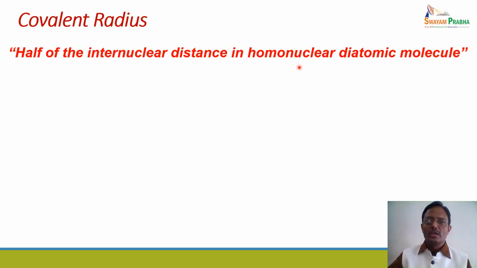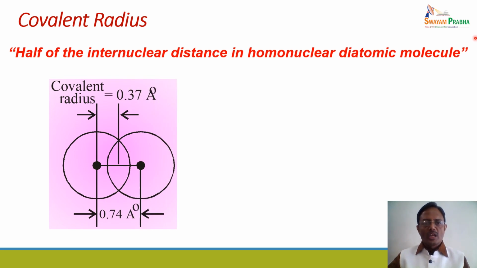Let us try to understand the meaning of each and every word. What is a homonuclear diatomic molecule? Now, those molecules which are diatomic means contain two atoms, and homonuclear means both the atoms are identical. For example, H2 molecule, Cl2 molecule, N2 molecule. So these are the homonuclear diatomic molecules. And for such molecules, half of the internuclear distance is called as the covalent radius.